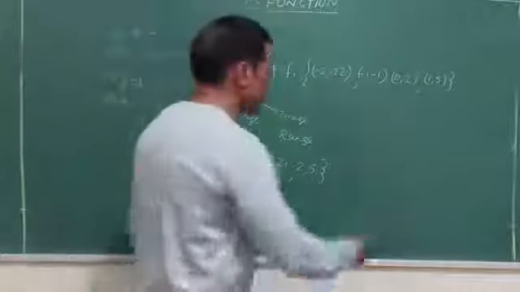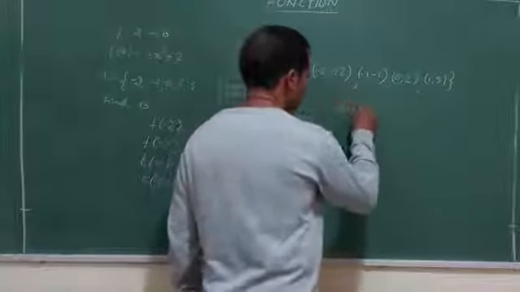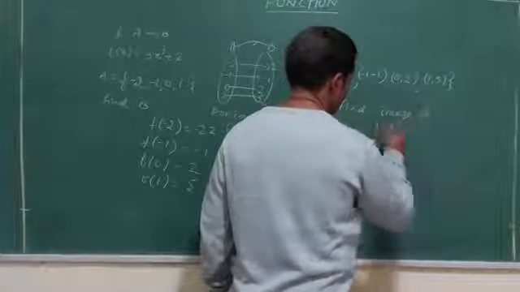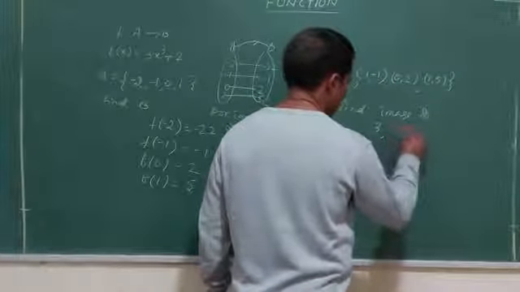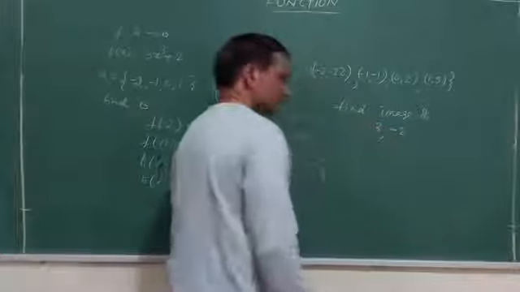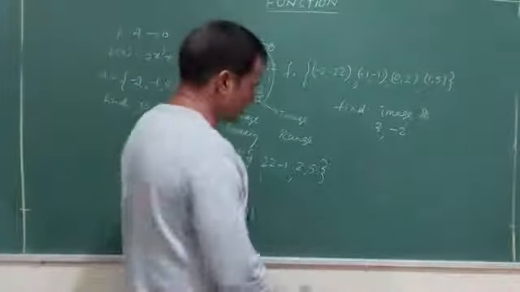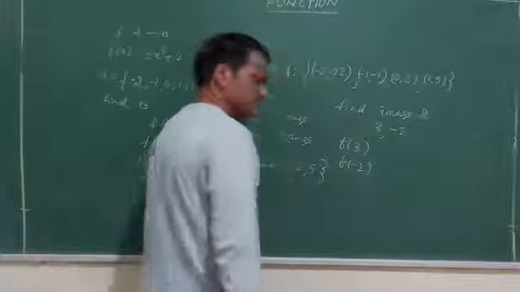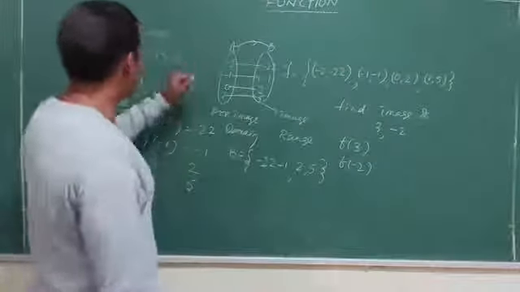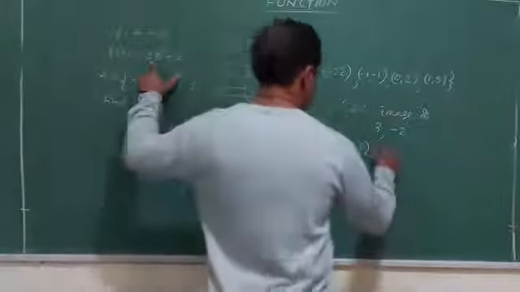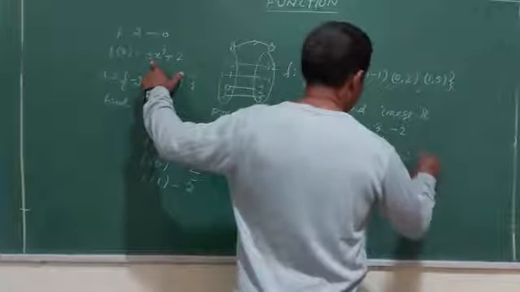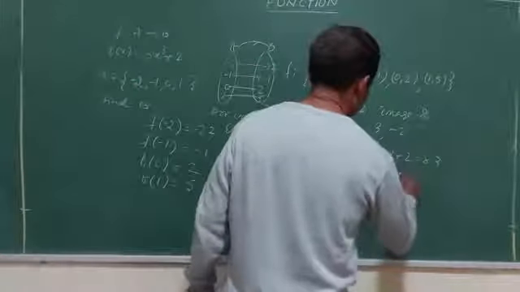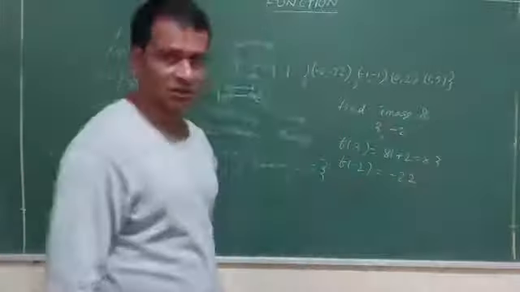They ask you to find the image of 3 and -2. Find the image of 3 and -2. Again, so simple. Find f of 3, find f of -2. Replace x here with 3, we get 81 plus 2, which is 83. For -2, we have already done that, it is -22. This is the image we got.